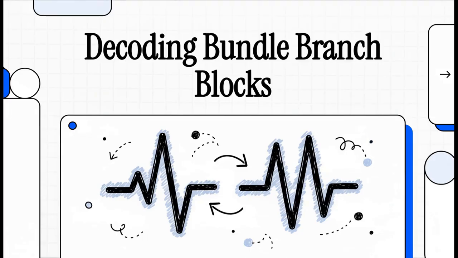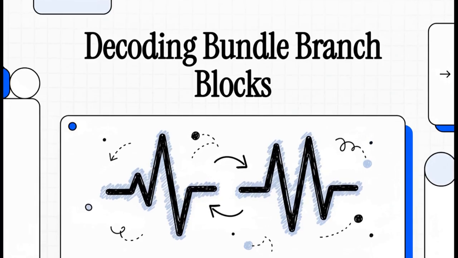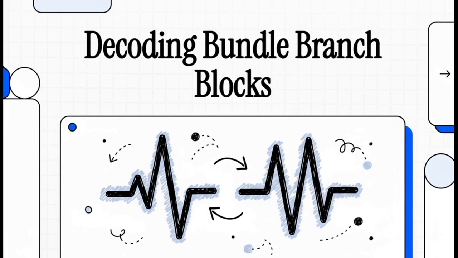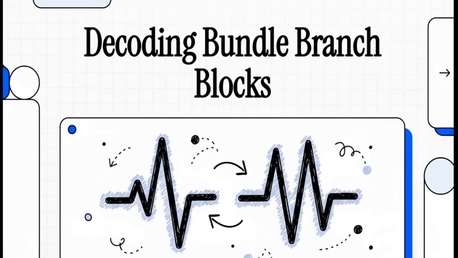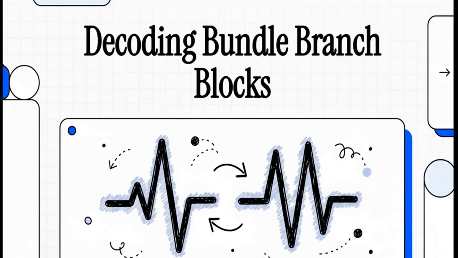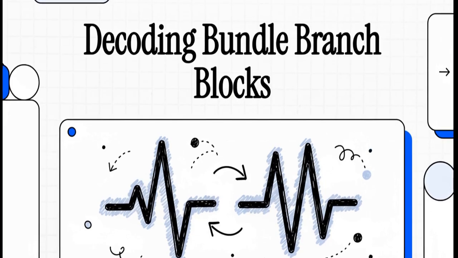All right, let's just jump right in. We've all seen them. Those squiggly lines on an ECG that can look, let's be honest, pretty intimidating, especially when you hear a term like bundle branch block. But what if I told you that by the end of this, you'll be able to spot them like that? Let's decode these squiggles together.